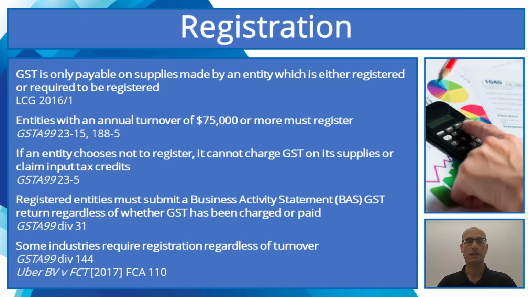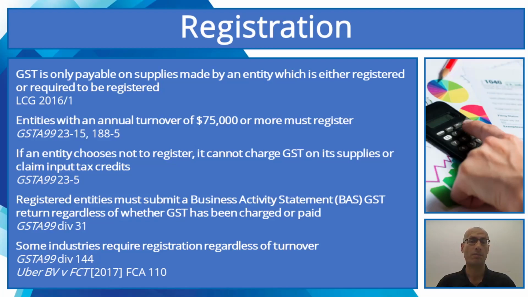So technically GST is only charged and made payable by GST registered entities. However, if an entity is required to be registered, GST will also become payable as well. And so where you've got a turnover of more than $75,000 per annum, you have to register for GST. And obviously, if you don't register, if you're under that threshold, you can't claim input tax credits on amounts that you expend.